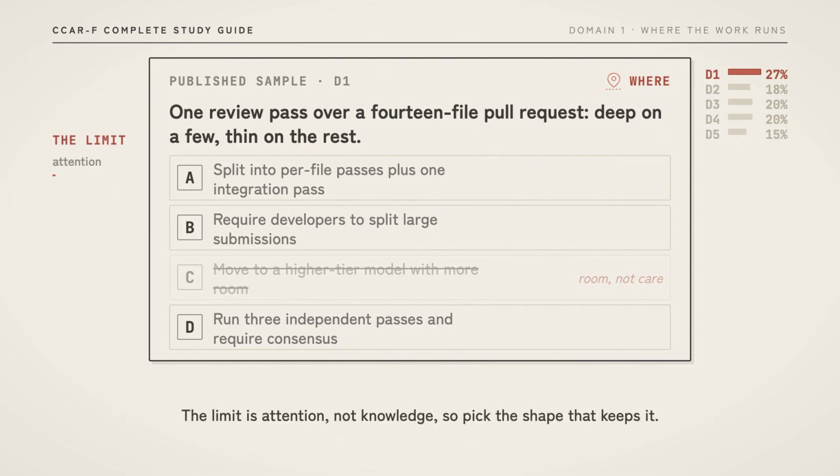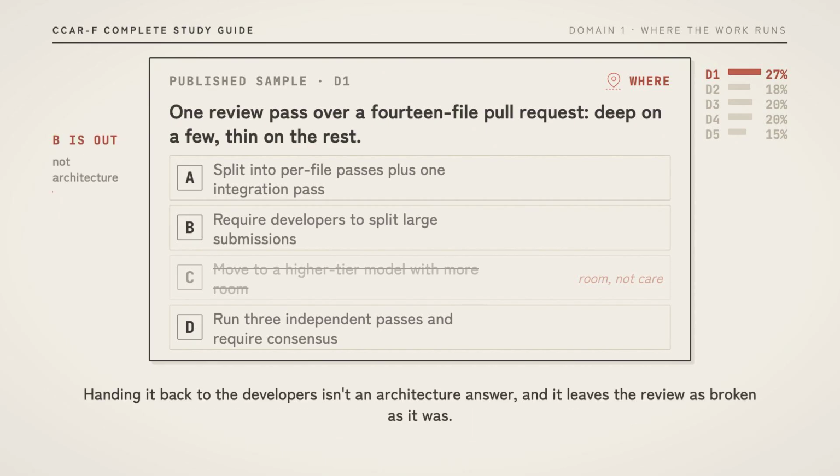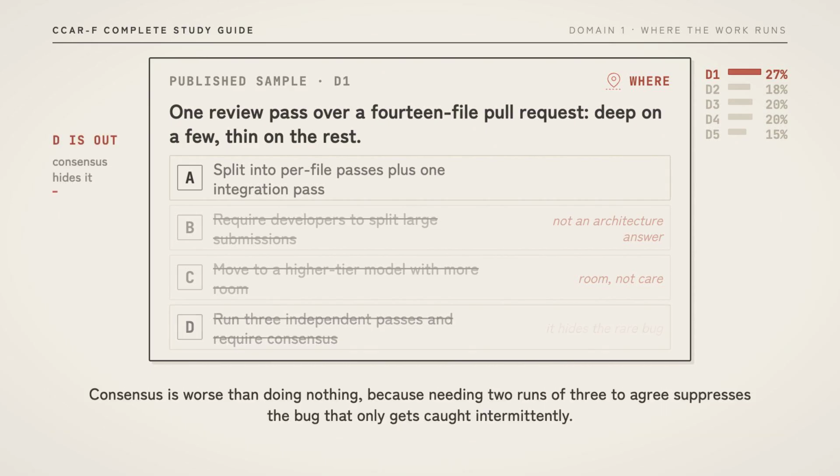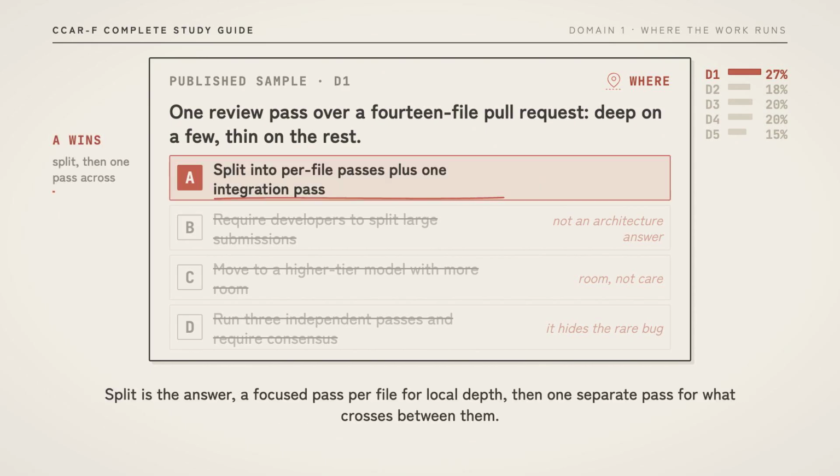The limit is attention, not knowledge, so pick the shape that keeps it. Handing it back to the developers isn't an architecture answer, and it leaves the review as broken as it was. Consensus is worse than doing nothing because needing 2 runs of 3 to agree suppresses the bug that only gets caught intermittently. Split is the answer, a focused pass profile for local depth, then one separate pass for what crosses between them.